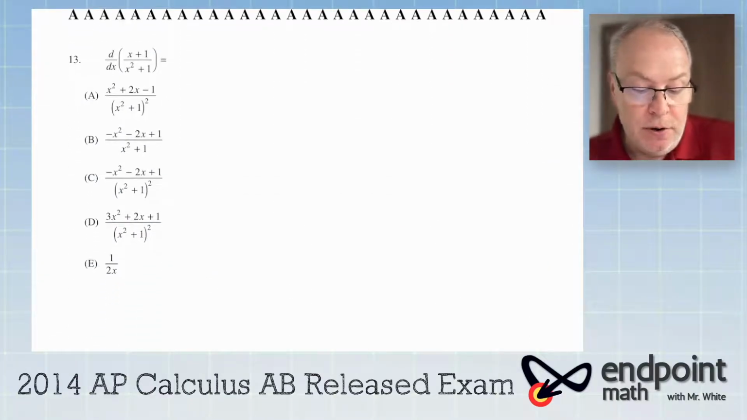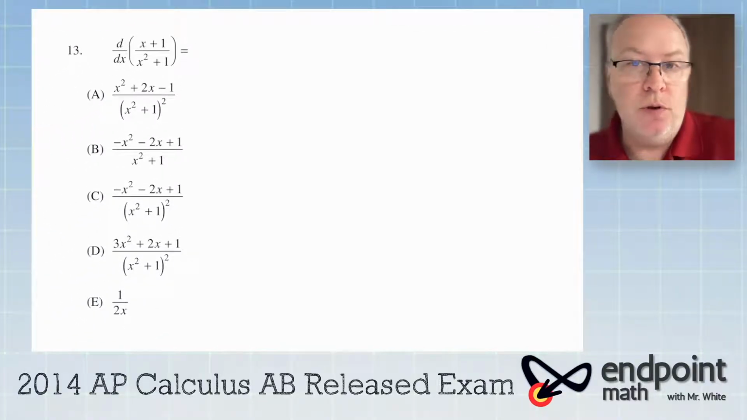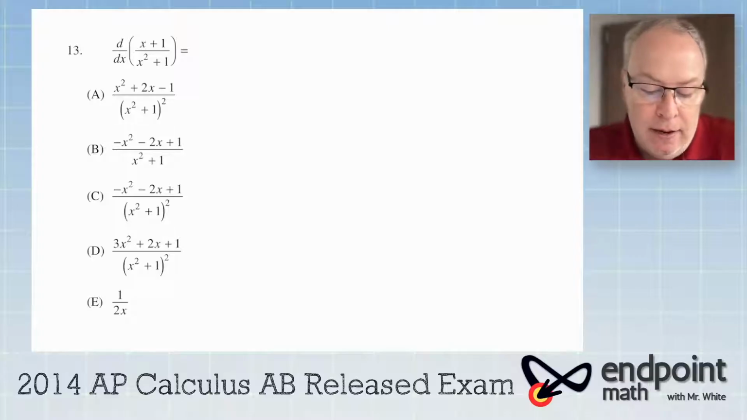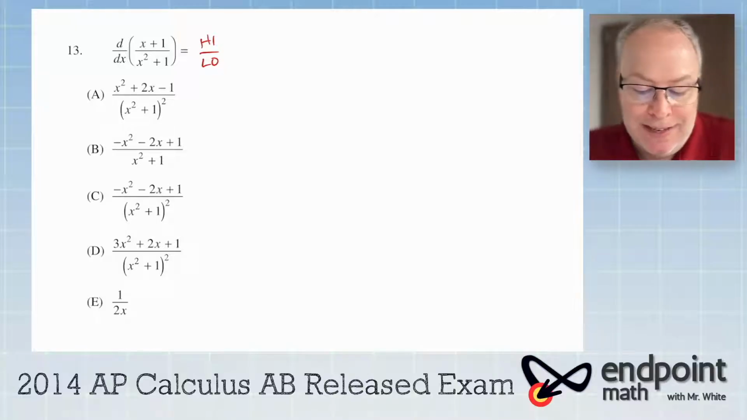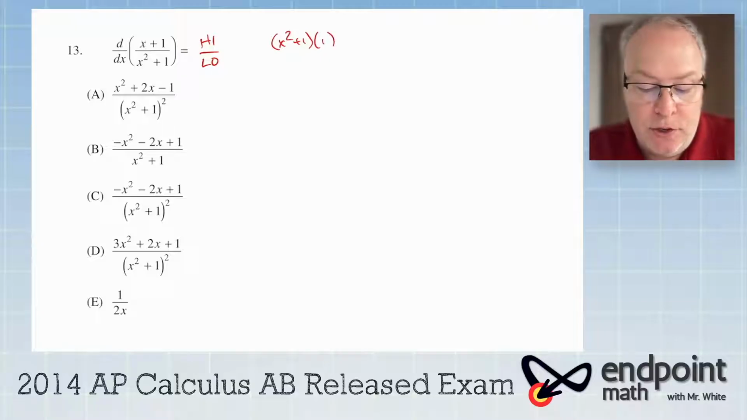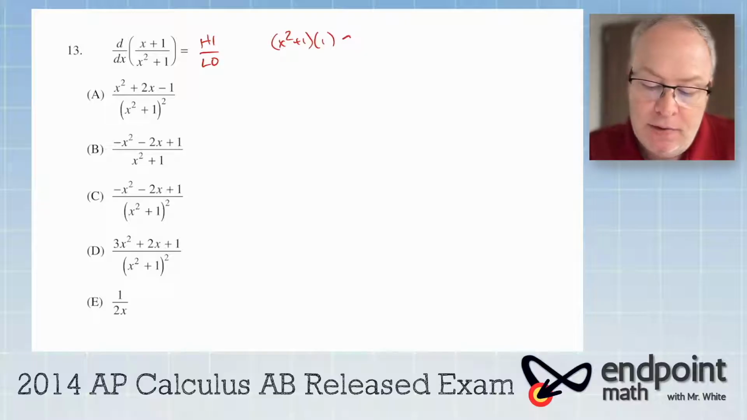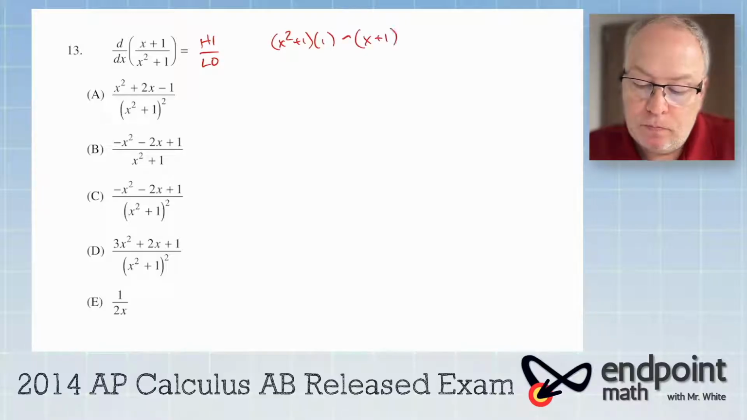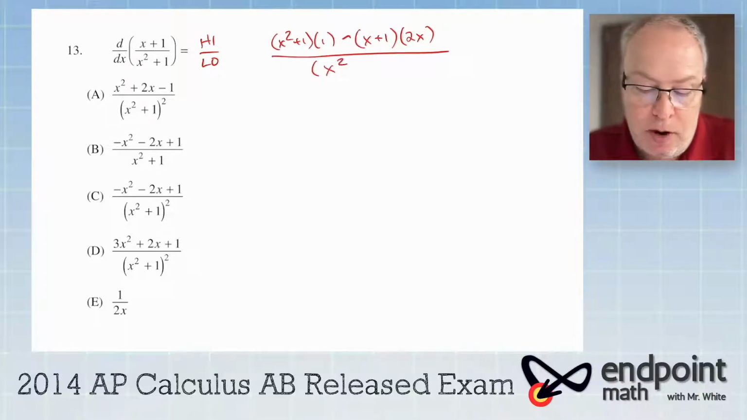All right, moving on to 13. This is actually a pretty easy one because I'm sure you have that quotient rule drilled into your head, right? High and low, and the quotient rule goes like this. It's low d high, that's the derivative of the guy up top, and that's a 1, minus high d low, and the derivative at the bottom is 2x, all over the denominator squared.